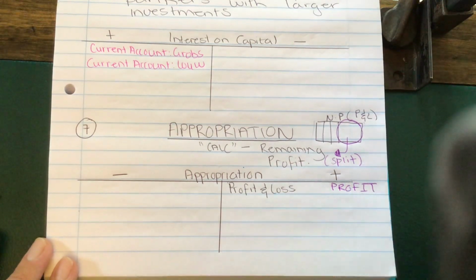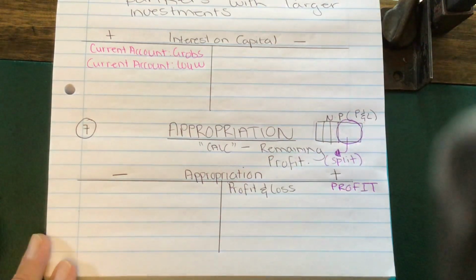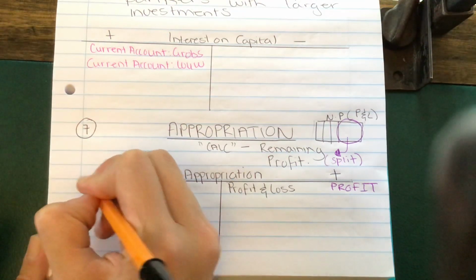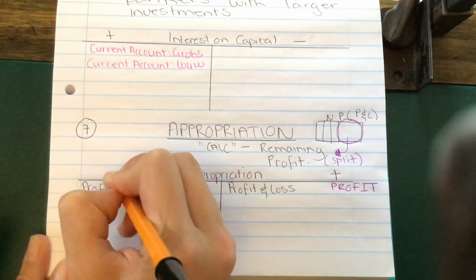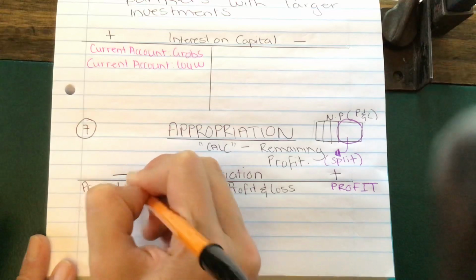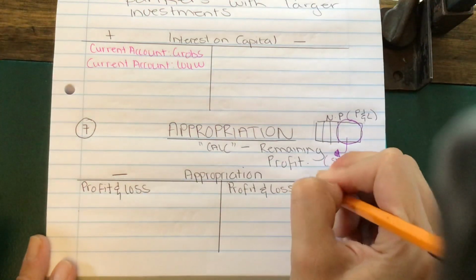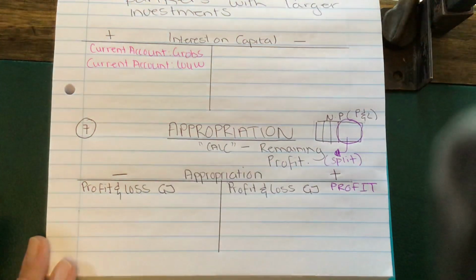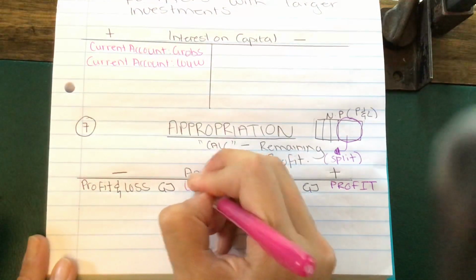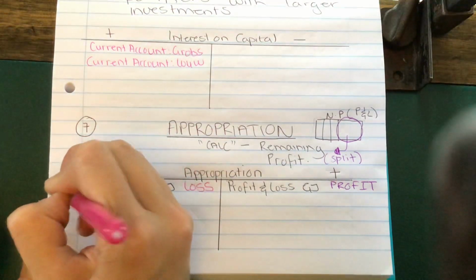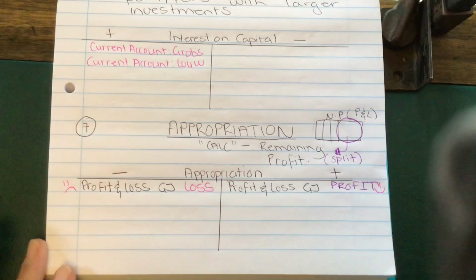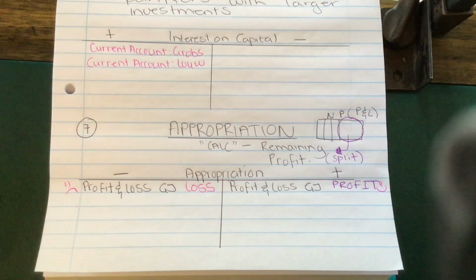Okay, but sometimes we have a net loss, which the owners are going to have to share too. So on this side, on the minus side, profit and loss. Remember, this is all done in the GJ. And this would be a loss. Sad. Happy.